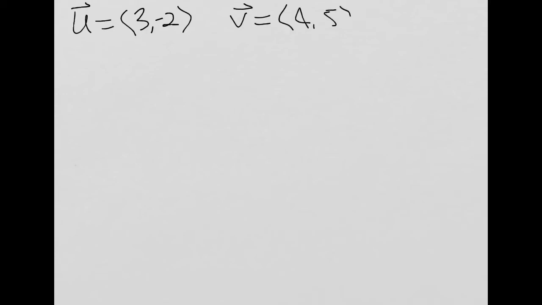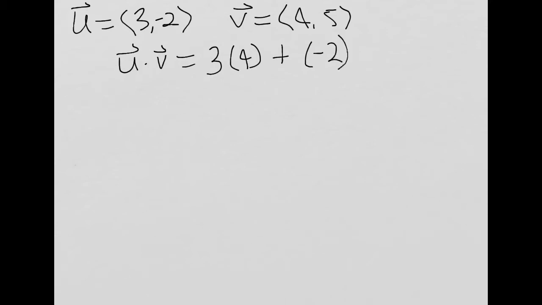So, for example, if u is equal to 3, negative 2, and v is equal to 4, 5, u dot v, we start by multiplying the first two components together, so 3 times 4, and then the second two, negative 2 times 5, so we get 12, plus negative 10, positive 2.